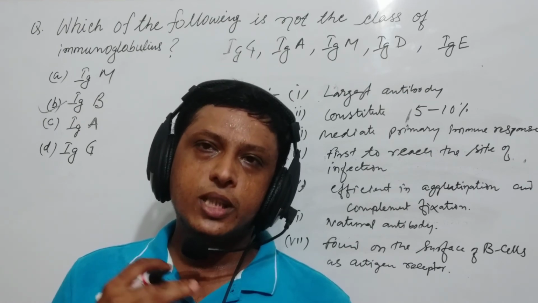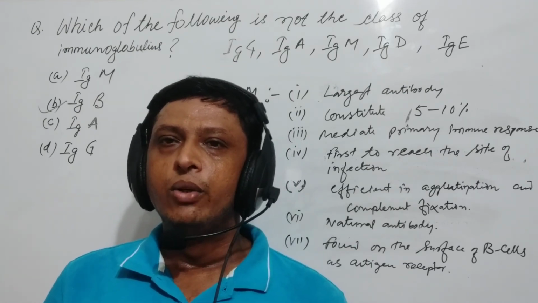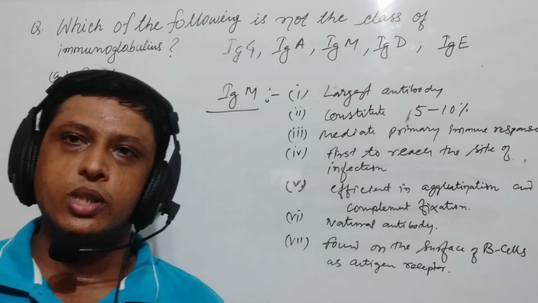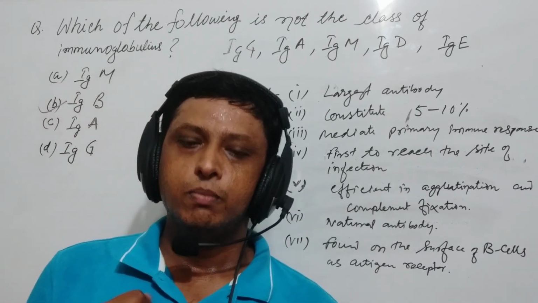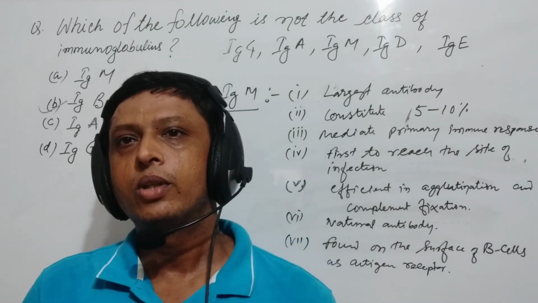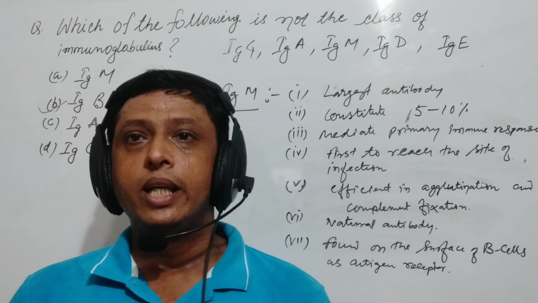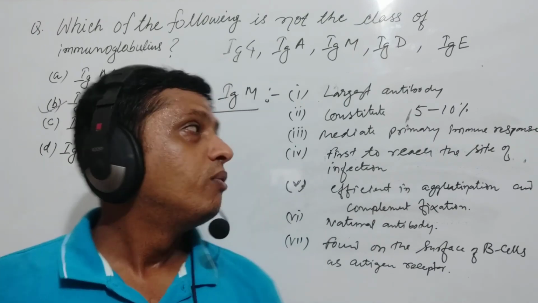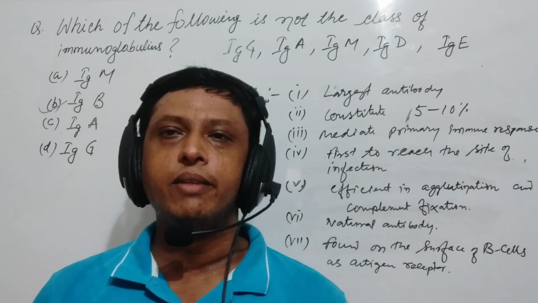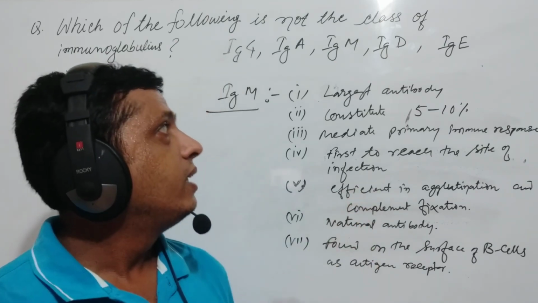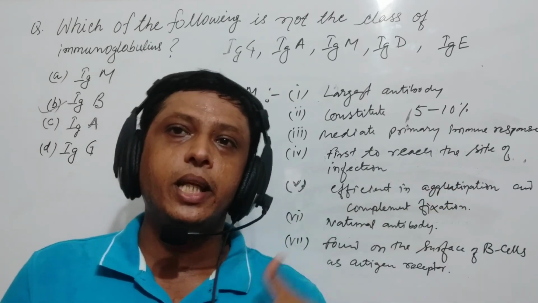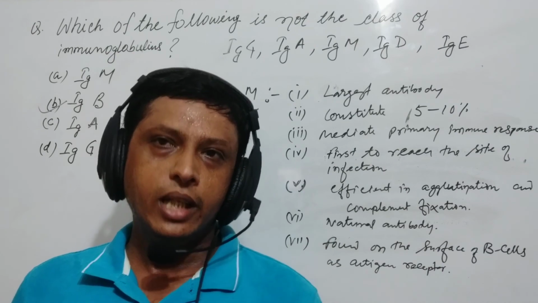IgE mediates the immune response during allergic reactions. Whenever any substance gets into the body to which you have an allergy, the body is hypersensitive to that substance and gives an immune response. So IgE mediates immediate hypersensitivity. It produces an immune response very fast, and it is very efficient in case of helminth infection.